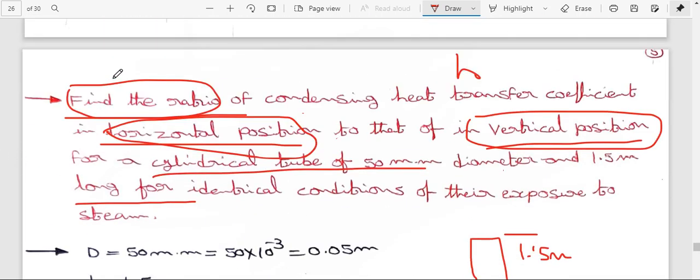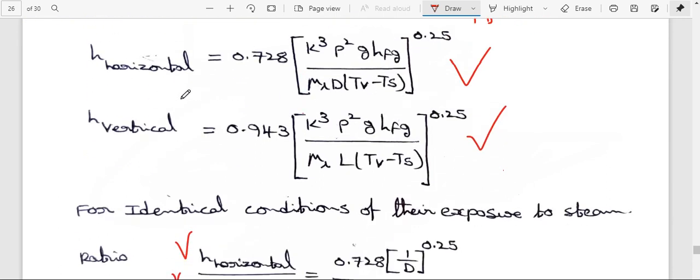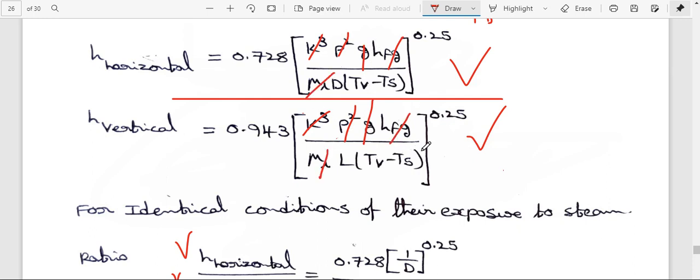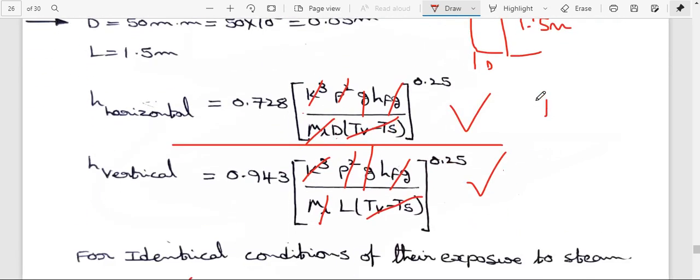We have to find the ratio between horizontal position and vertical position, so I am considering horizontal by vertical. What is the formula? It contains K cube, rho square, G, HFG, mu L, and TV minus TS. In this problem the vapor temperature is not given and the surface temperature TS is not given. So I don't want to take any properties from the data book, since we only have to find the ratio of horizontal and vertical. That's why I am calculating these values.